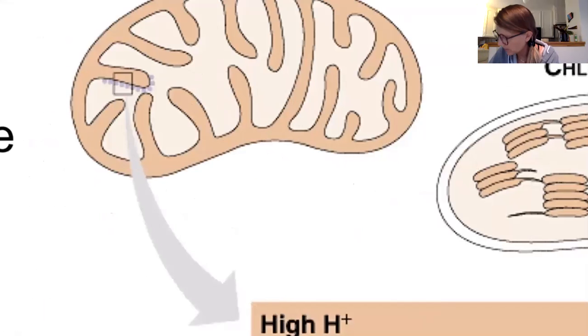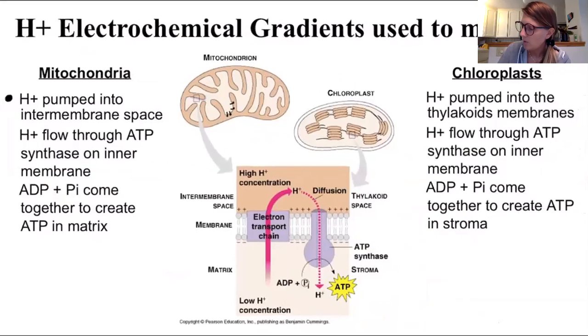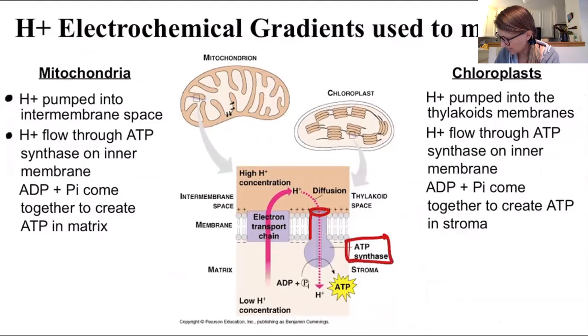So they're going to be pumped into that space. If we zoom in, we're going to see that hydrogens are going to be pumped into that space from the matrix. And then we're going to see that those hydrogens can then flow down their concentration gradient through this enzyme called ATP synthase, right? So ATP synthase is this weird molecule that sits on the intermembrane, and hydrogens are going to diffuse down their concentration gradient that was created, and that's how we're going to make ATP, right?